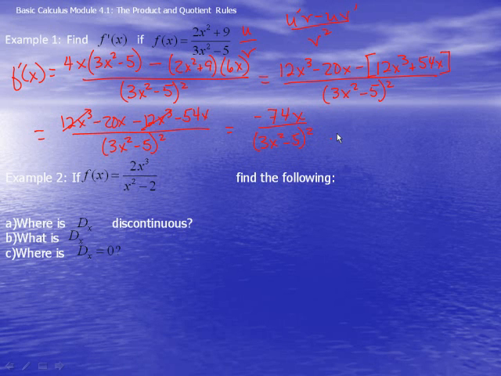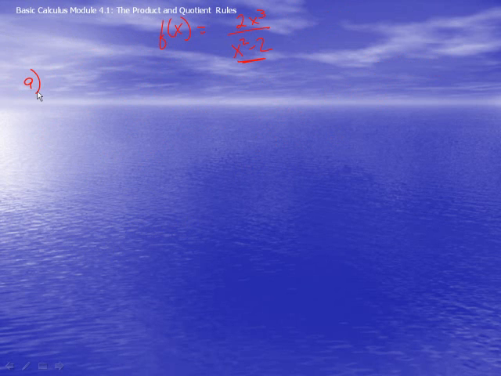In example 2, if f of x is equal to 2x cubed over x squared minus 2, let's find the following. 1, we need to find where d of x is discontinuous. We need to find d of x, and then we need to find where d of x is equal to 0. Our first part is to find where d of x, or the derivative of f of x, is discontinuous. In order to do that, we need to look at the function and find out where there's restrictions in the domain. So we're looking at where x squared minus 2 cannot be equal to 0.